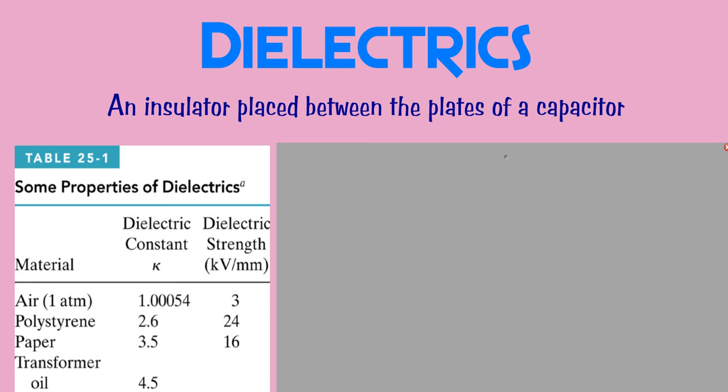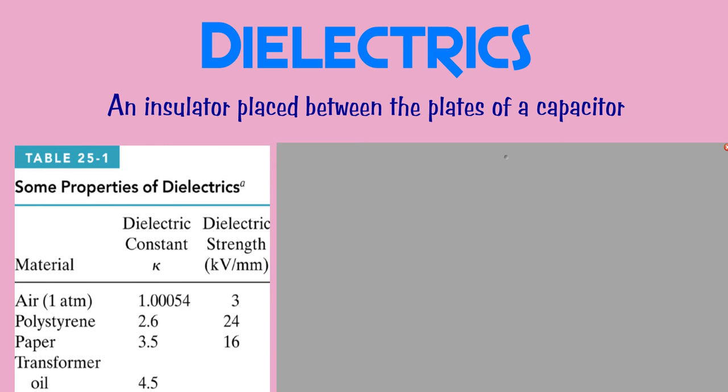In this video, we'll discuss dielectrics. Dielectrics are an insulator that are often placed between the plates of a capacitor. The whole point of a dielectric is to increase the capacitance of the capacitor. Let's think about it for a second.